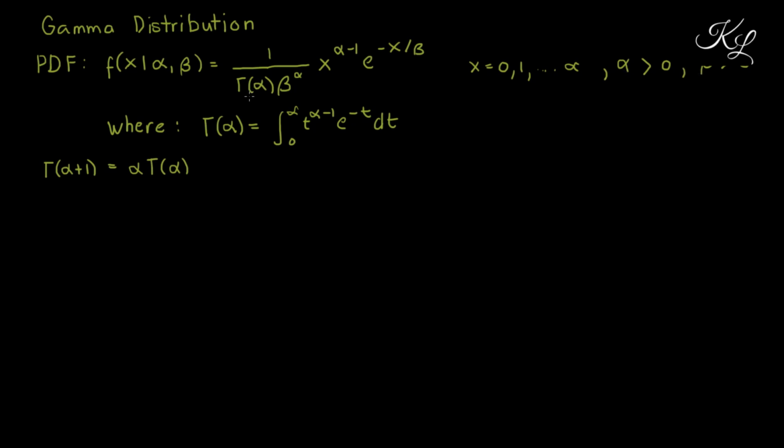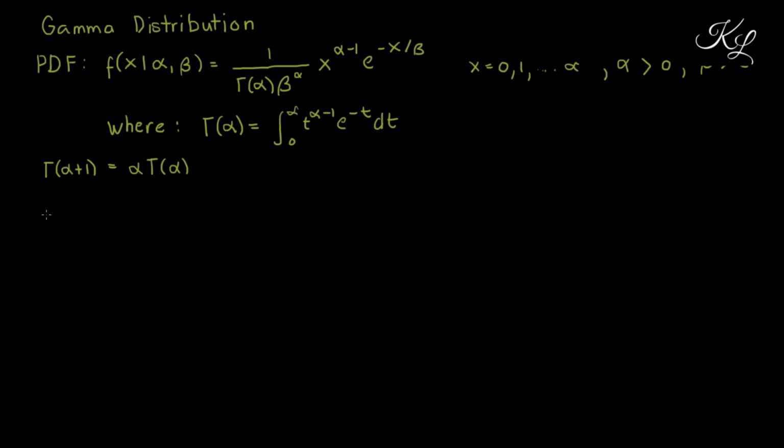This gamma of alpha is defined to be the integral of this one. And we have here one of the identities of the gamma function, which is gamma of alpha plus 1 equals alpha times gamma of alpha. If you are still unclear about this identity, I have provided a video that shows how to derive this identity. I have provided the link in the description below, so you can check it out.